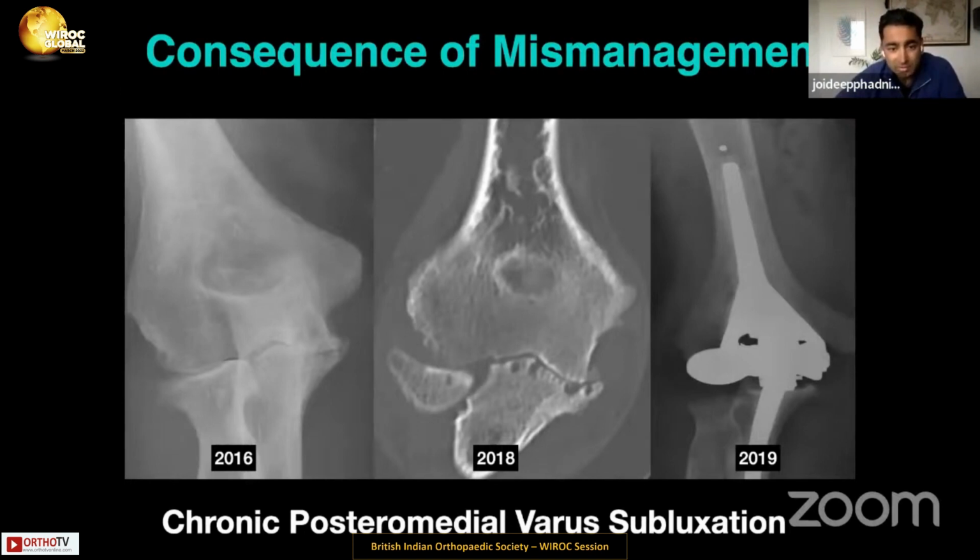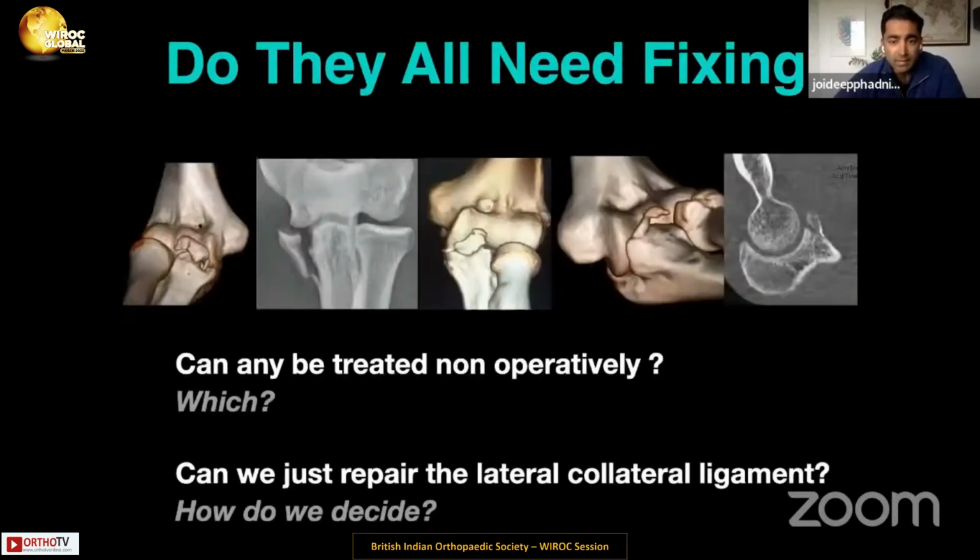in some situations. And when this occurs, there aren't many options for treatment, one of which might be a total elbow replacement. So do all of these coronoid fractures need fixing? Well, clearly not. So what we want to know is which can be treated non-operatively, and are there situations where we can just treat the lateral ligament without repairing the coronoid?